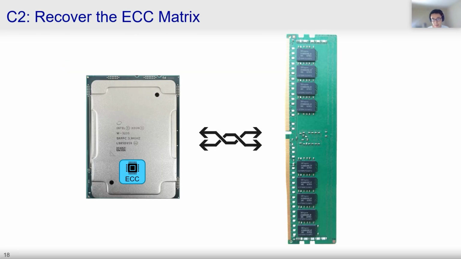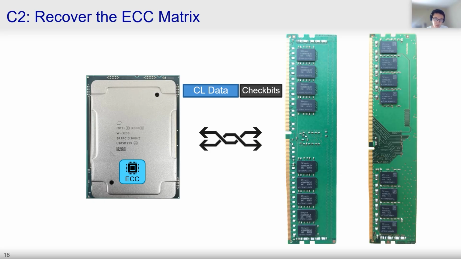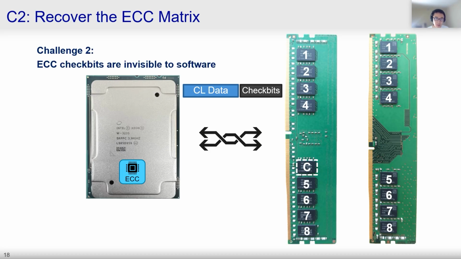Now let's take a closer look at how ECC works. If the CPU wants to write cache data into memory, the ECC logic will first calculate some check bits corresponding to the data, which provide redundancy for errors. To store those check bits, compared with normal consumer DIMMs, the ECC DIMMs actually have an extra chip. Those check bits are very important for us to recover the ECC matrix. However, this whole ECC calculation process is transparent to the software, so we cannot directly read the check bits.